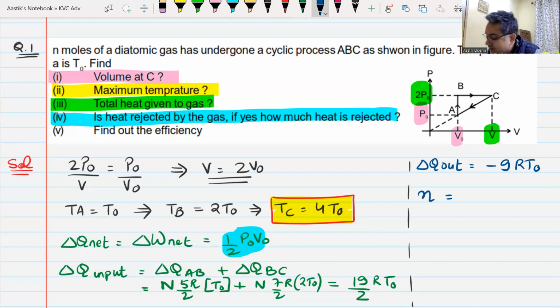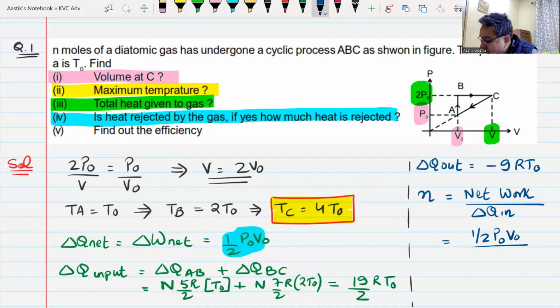Efficiency of the cycle is net work upon heat in into 100%. So that is half P naught V naught divided by 19/2 R T naught, which can be written as P naught into V naught. Yes or no? Into 100%. So your answer would be 100 by 19%.